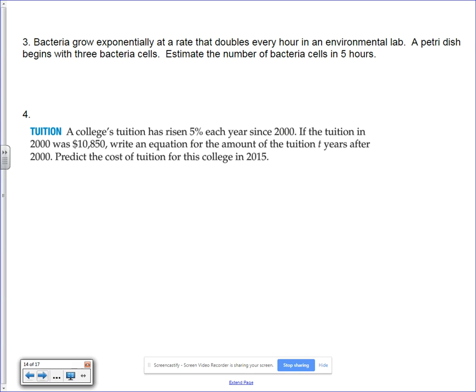Do I have variables? No, so we're going to default to f of x. Do I have a starting number? What is it? 3. I start with 3 bacteria. What happens to those 3 bacteria? Do they go up or down? They go up. Now, folks, you do not see a percentage in this problem, do you?